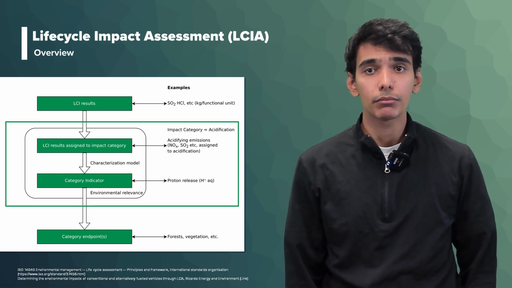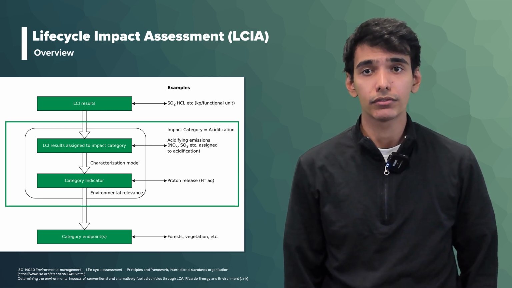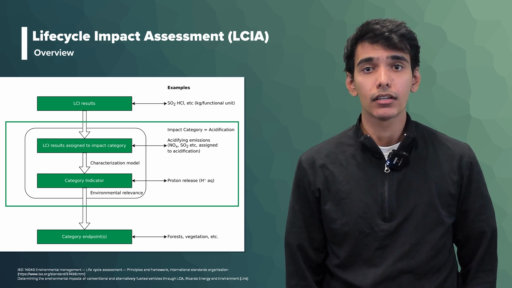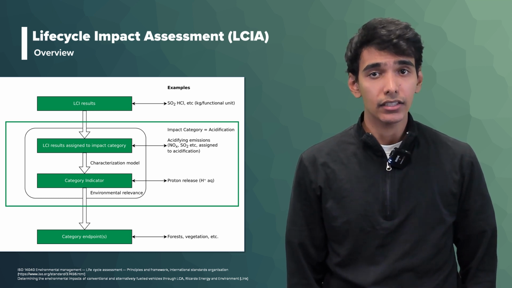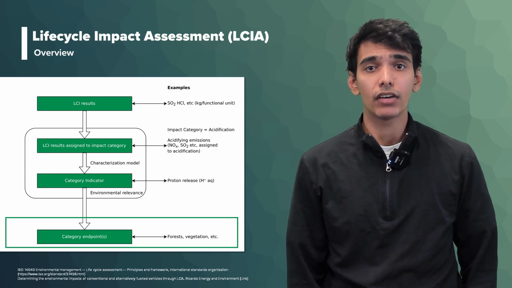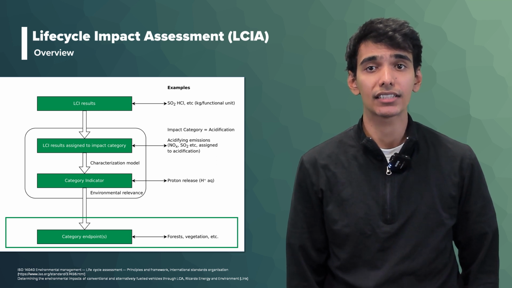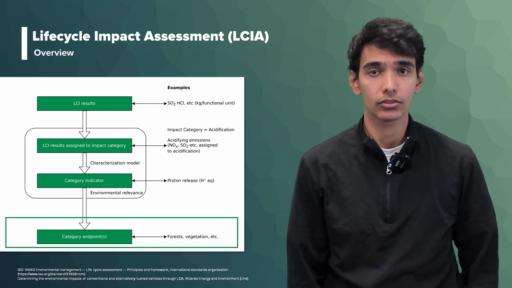So in this example, a proton release of, in this case, H+ aqueous ions into the atmosphere is correlated with acidification. Given this category indicator, we assign some environmental relevance, and this basically gives us your category endpoint. So essentially where this negative effect is happening. And this can be forests, vegetation, and so on.